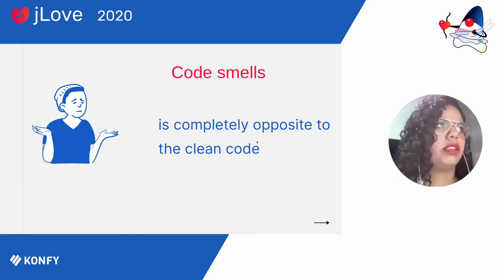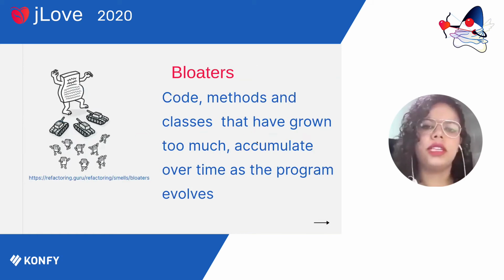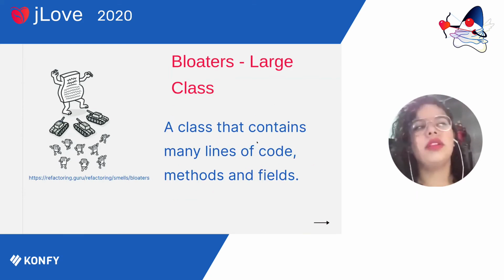And now we have some categories of code smells, which are the complete opposite of clean code. One category of code smell is the bloaters. Bloaters are code, methods, and classes that have grown too much, accumulating over time as the program evolves. In the bloaters category, we have a large class, which is a class that contains many lines of code, methods, and fields.